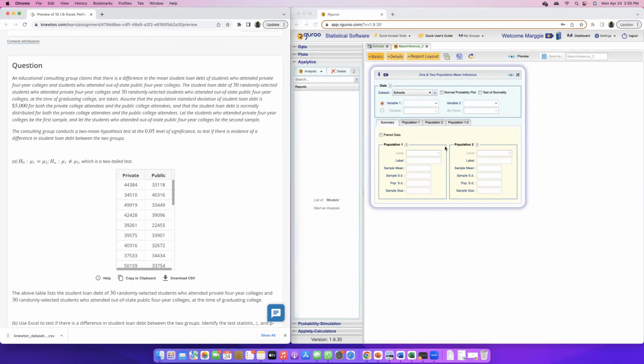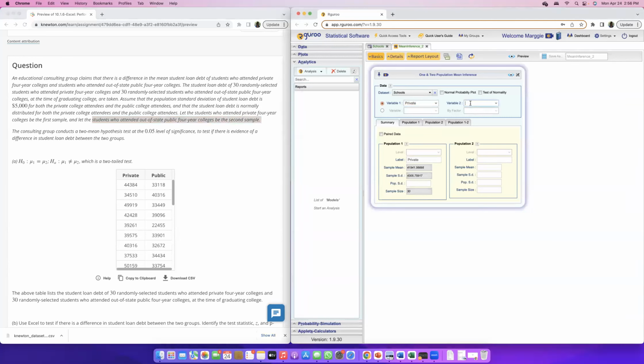So this is population number 1 and population number 2. Here it's telling us to let the students who attended private colleges be the first sample. So when we go here, the private is our first sample, and the students who attend the public will be the second sample. So our public is the second sample. As soon as you choose private and public, this is filled out.